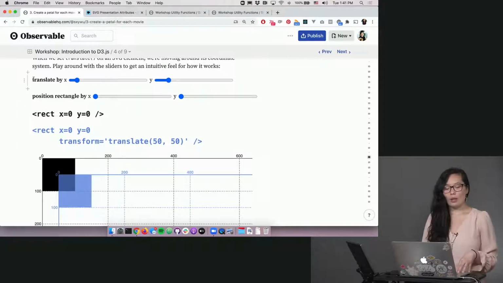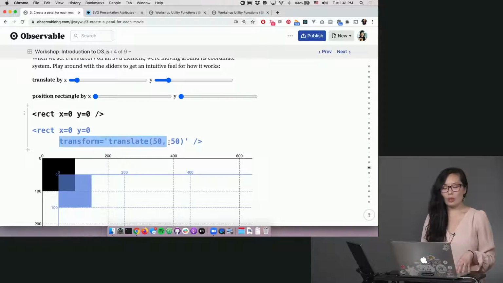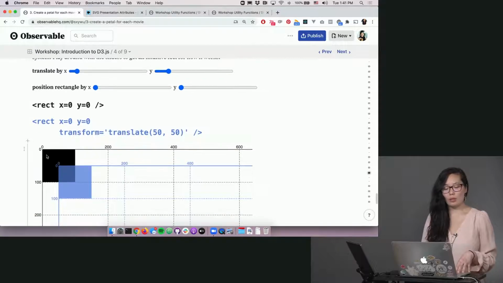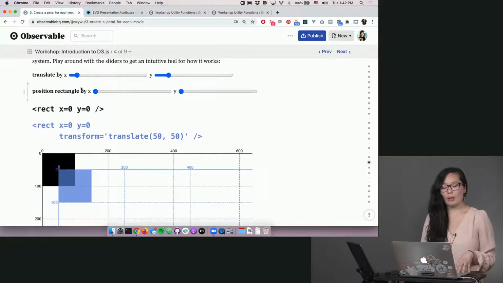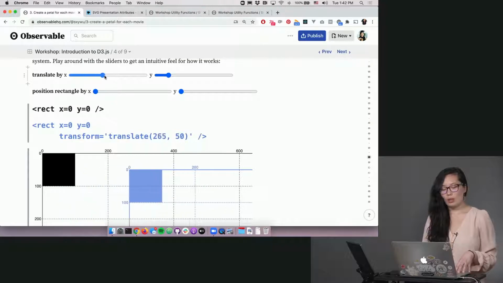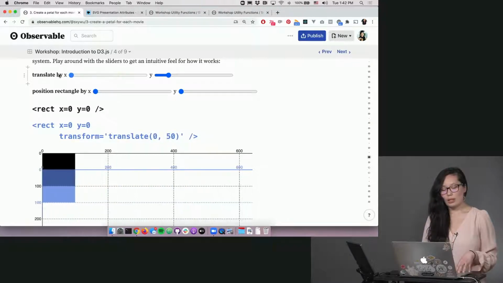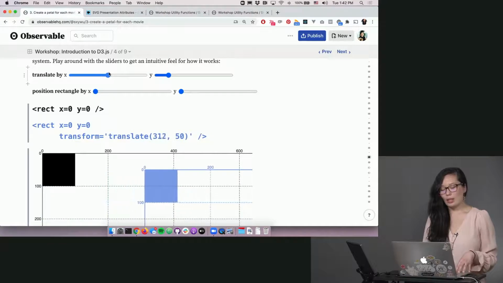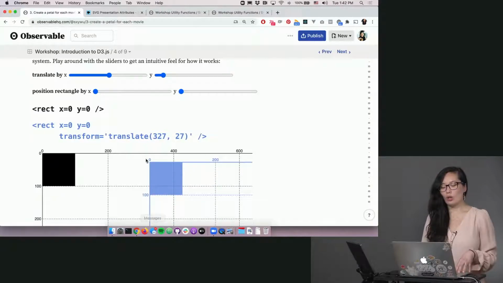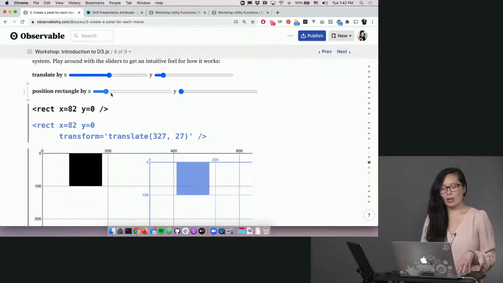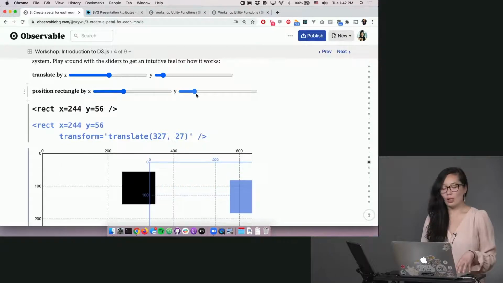So we have these two rectangles. One of them has a transform on it and the other one does not. So this one does not have the transform and this one does have the transform. You can see that as I'm moving the X and Y around, the whole coordinate system for this rectangle is moving around.